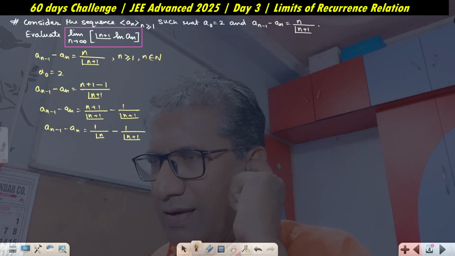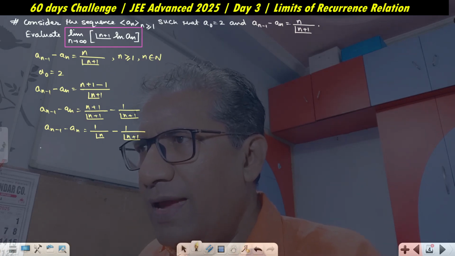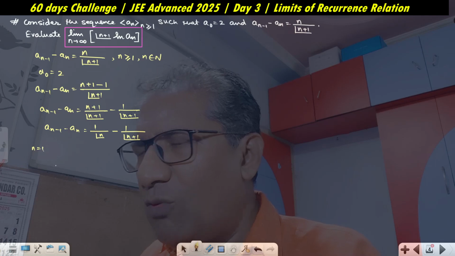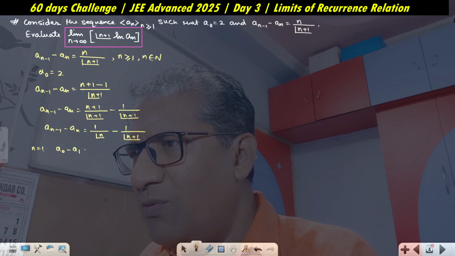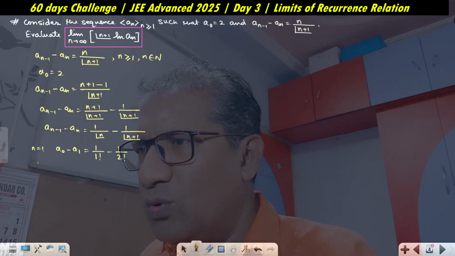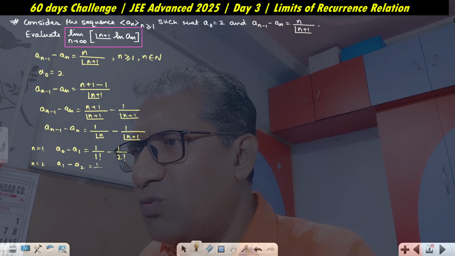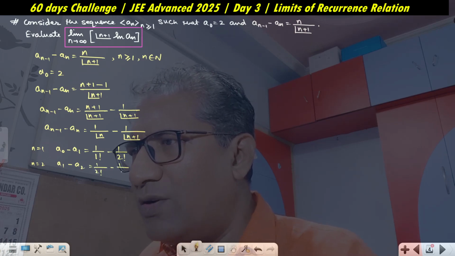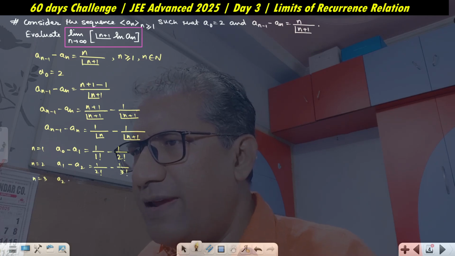Is it clear? Now, let us start putting values, starting from n equals 1. If I put n equals 1, we get a0 minus a1 equals 1 over factorial 1 minus 1 over factorial 2. Then let me put n is 2. So a1 minus a2 is 1 over factorial 2 minus 1 over factorial 3. Now let us put n is 3. So we get a2 minus a3 equals 1 over factorial 3 minus 1 over factorial 4.